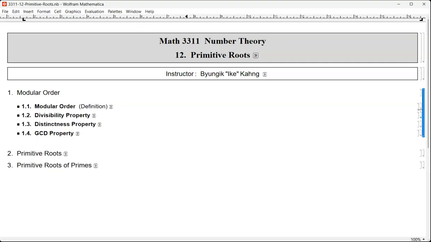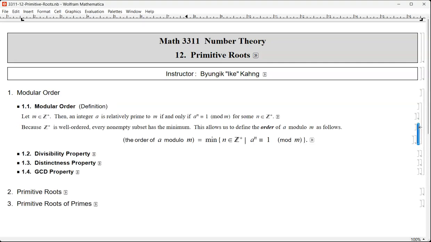Previously, we went through the definition of the modular order. We defined it like this. The order of a modulo m is defined as the smallest positive integer n such that a to the nth power is congruent to 1 mod m.